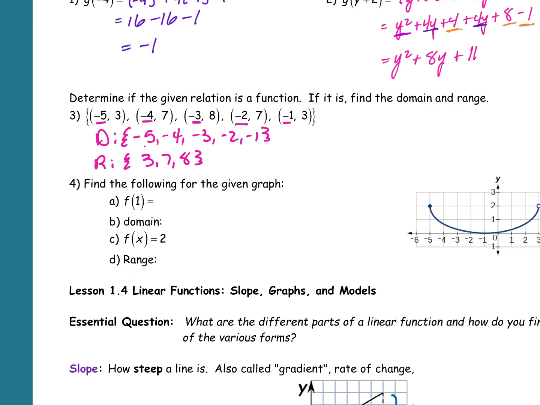Right, each one of these, my 5 only goes to one of them, right? It doesn't go to 2 of them. That's what it means. Does that make sense now? You guys remember? So this is a function. Good job. I was thinking the other way.